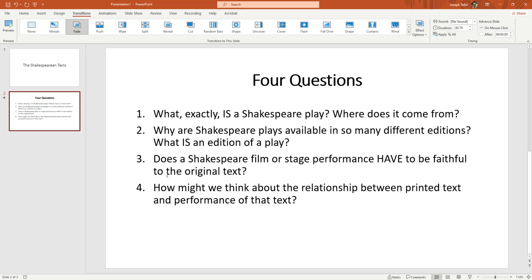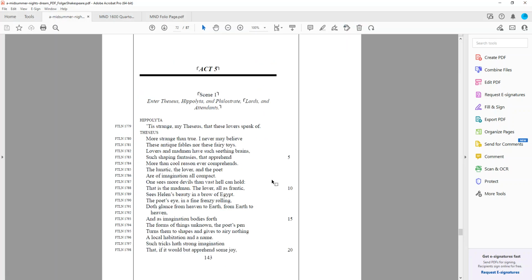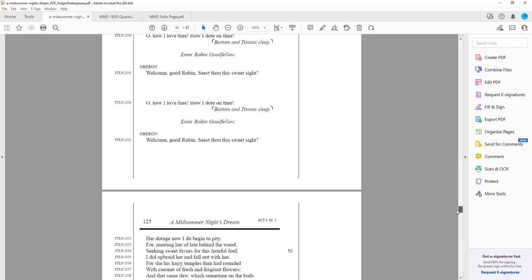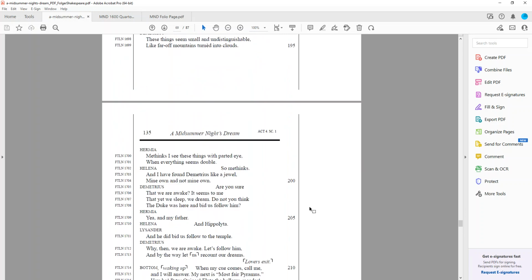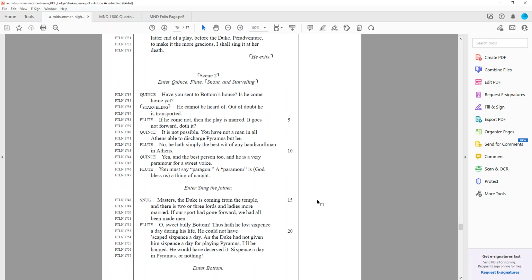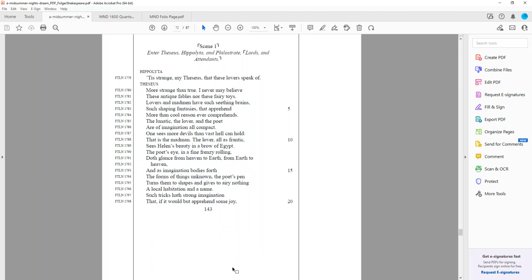What exactly is a Shakespeare play? Now, when we're asked this, at first the answer seems pretty simple, and it is simple, right? Here, this is the text of a Shakespeare play. This is the PDF version of the Folger edition, which I provided you guys, and you very well might be using for your study. And there are lots of editions, right?